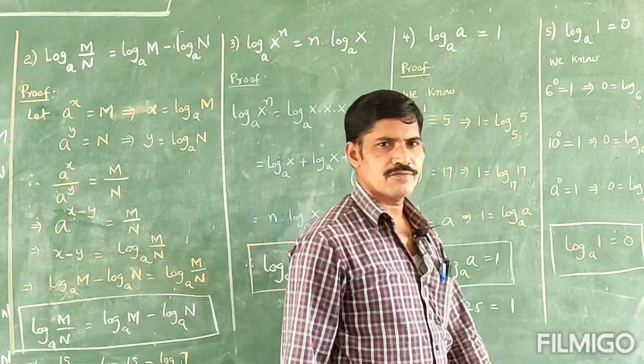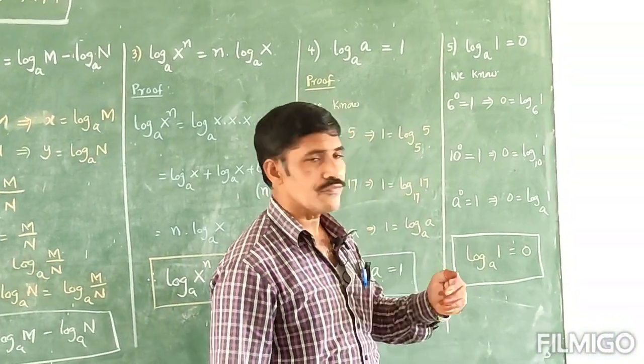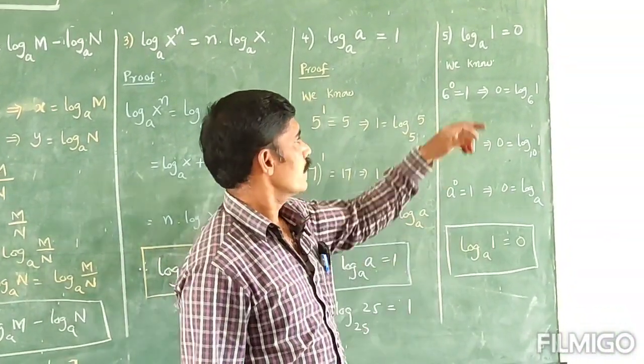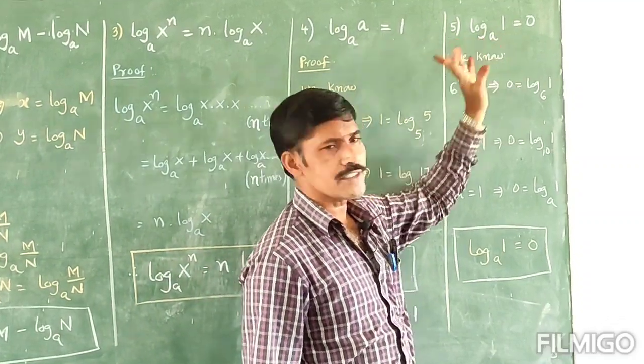Next, go to the last one. That is the fifth formula. That is the fifth law or fifth property of logarithms. That is logarithm of 1 to the base a is equal to 0.